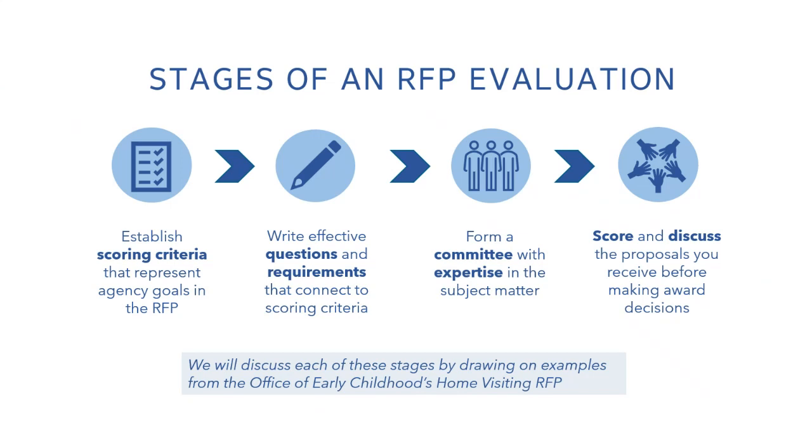So just briefly, the stages of an evaluation process that we're thinking about today are: 1, establishing scoring criteria when you're creating your RFP that best represent your agency's goals. 2, writing effective questions and requirements for your vendors or providers to respond to that directly connect to those scoring criteria and actually solicit the information that you want to see in your responses. 3, forming an evaluation committee that has expertise in the subject matter and reflects a diverse array of perspectives and experiences across your agency. And 4, finally, scoring and discussing those proposals and making your final award decisions.